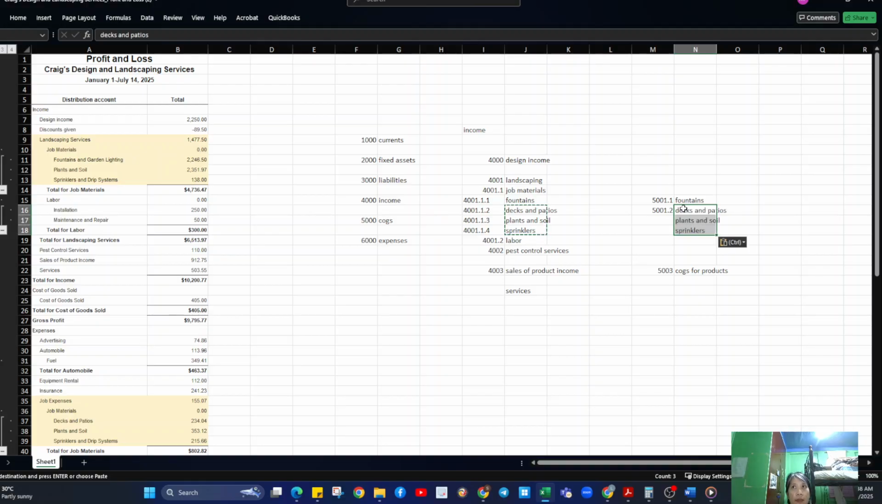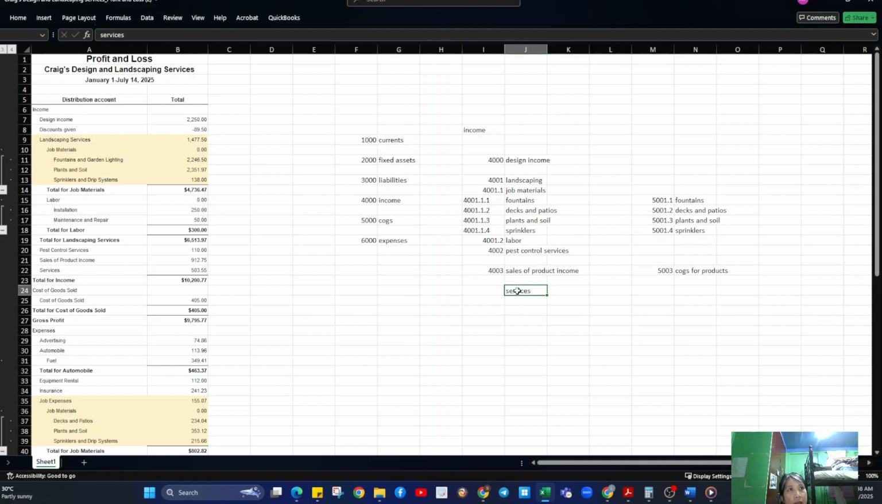So, this is how I'm doing it. All right, so I'll be revising. I'm not totally going to revise the chart of accounts, but it's more of me adding this number, so it will be easier, because when you prepare schedule C, it will be easier for you to pick up in the financials what are those relating to design income, landscaping, pest control services, and sale of product income.